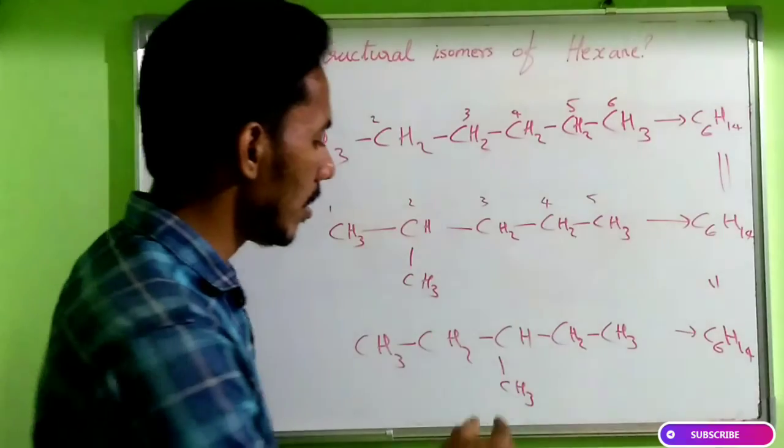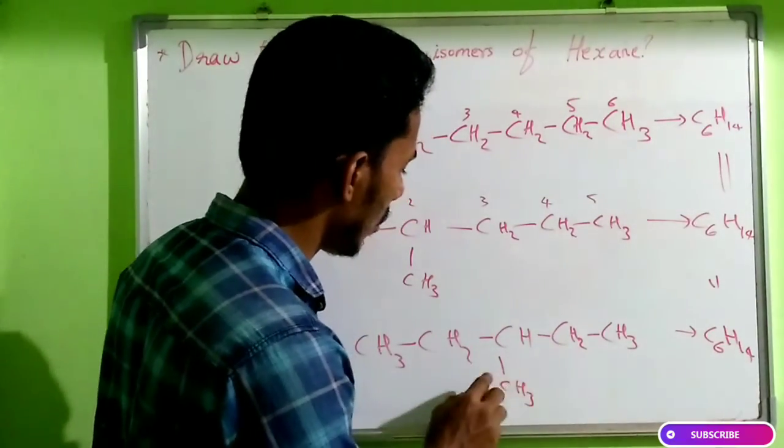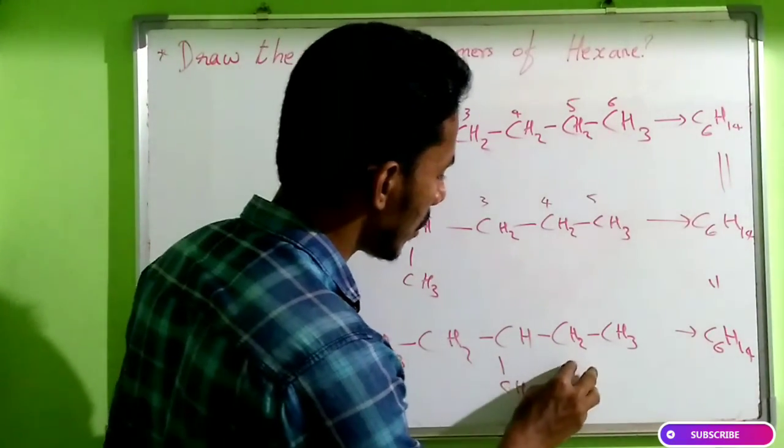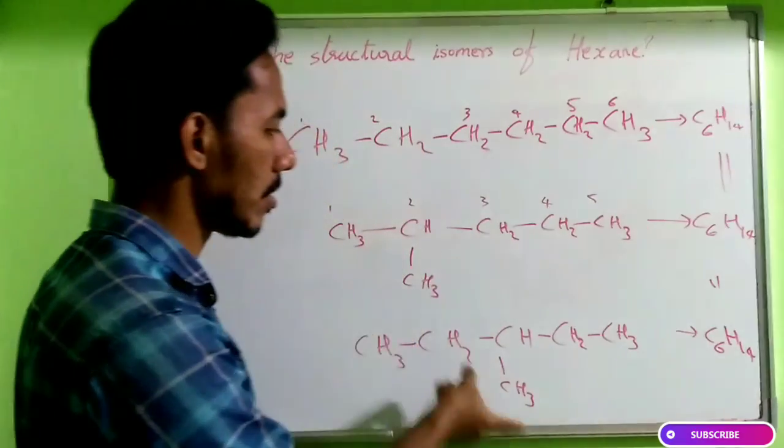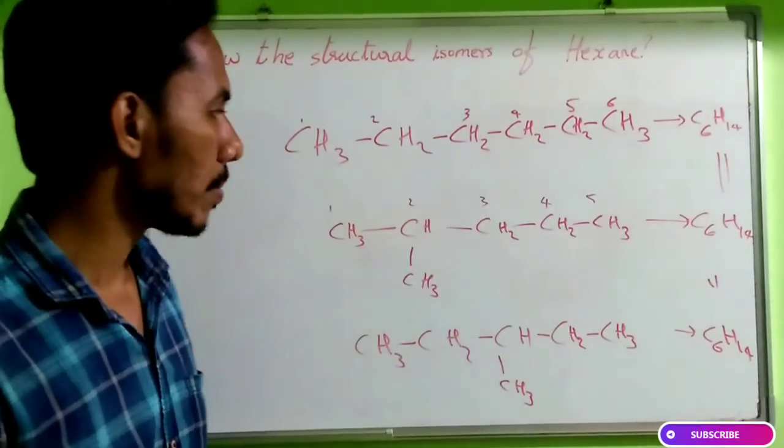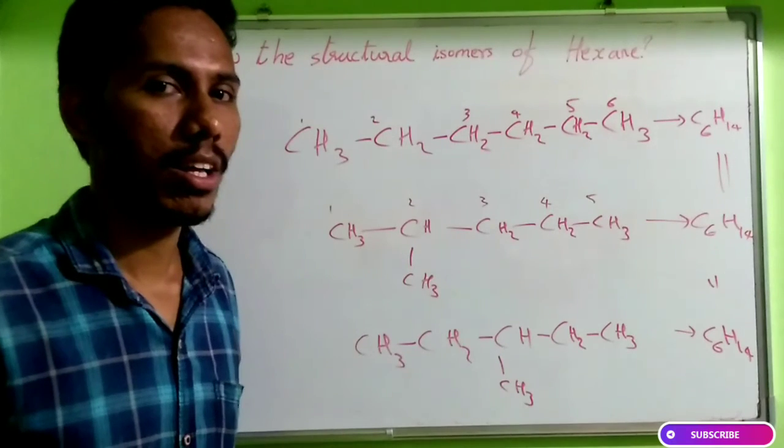Then you can move this branch to here, but it is the same as that of this. So that is not a structural isomer. These 3 are structural isomers.